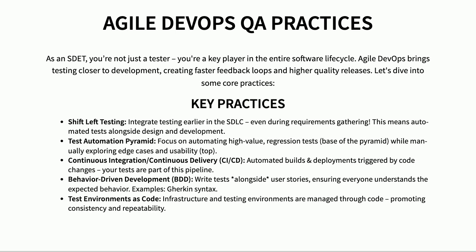The test automation pyramid helps us prioritize our efforts. We want a strong base of automated regression tests complemented by manual exploration at the top. CI/CD is critical. Your tests need to be integrated into this continuous build and deployment pipeline. And BDD, behavior-driven development, is all about writing tests with your user stories, ensuring everyone's on the same page regarding what constitutes acceptable behavior. Finally, managing test environments through code ensures consistency and makes it easier to reproduce issues.